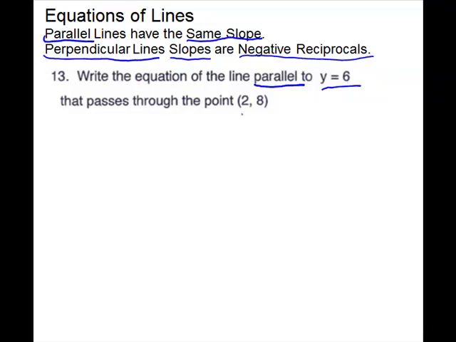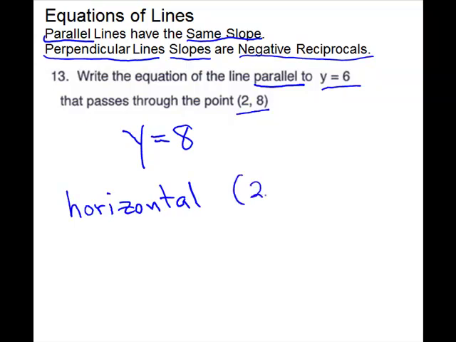It will pass through this point, and so it will have to have this y value. So its y will have to be 8. So it has to be horizontal and pass through 8. So a horizontal line is y equals some constant, so it has to pick up the y out of this point.